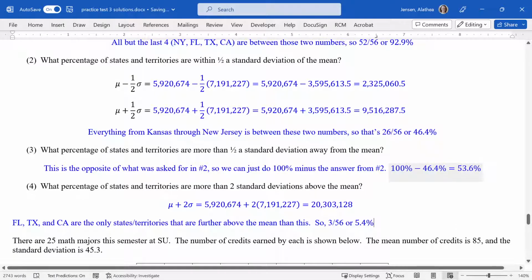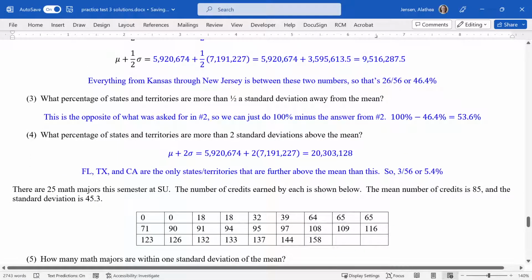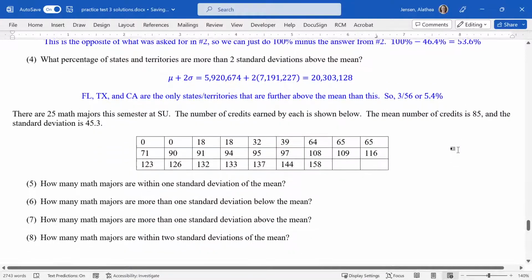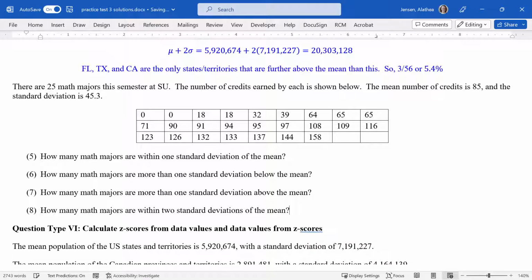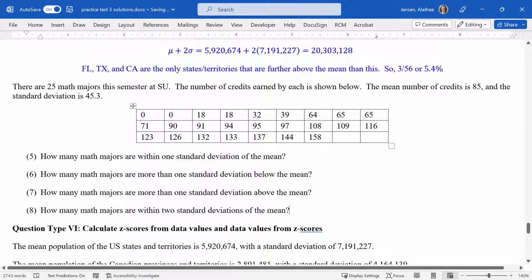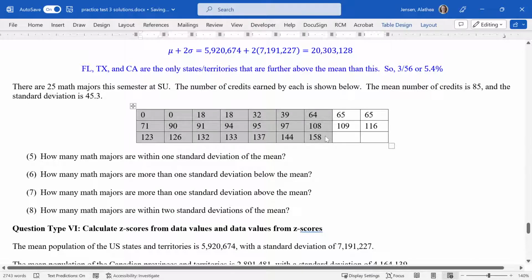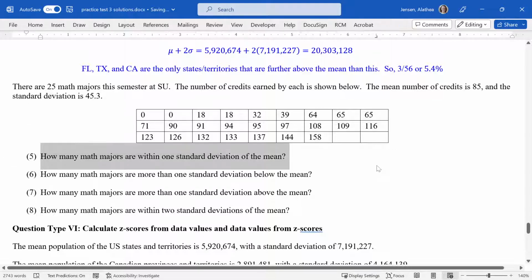Okay. The next section of questions is about math majors at SU. So there are 25 math majors this semester at SU. I really looked this up. The number of credits earned by each is shown below. So we have everybody from freshmen that haven't taken anything yet to seniors and super seniors. The mean number of credits is 85, and the standard deviation is 45.3. So first, number 5, how many math majors are within 1 standard deviation of the mean?